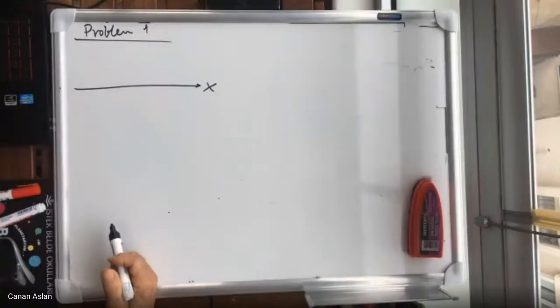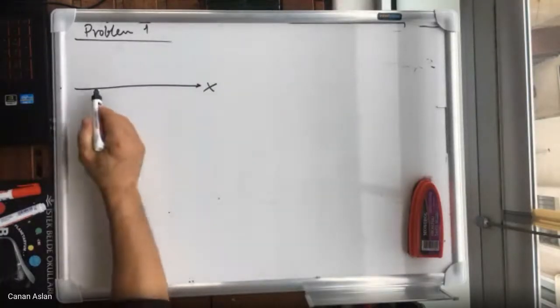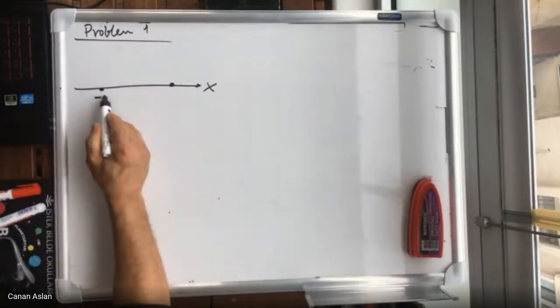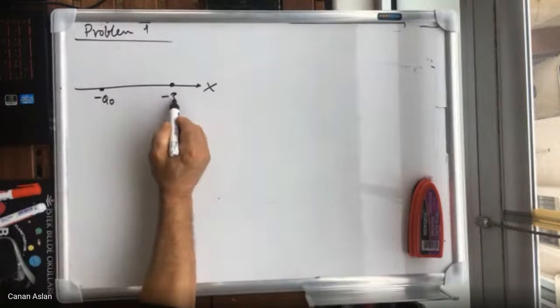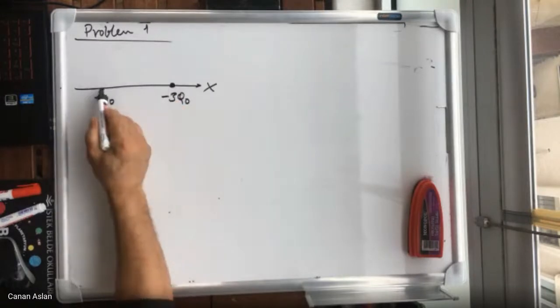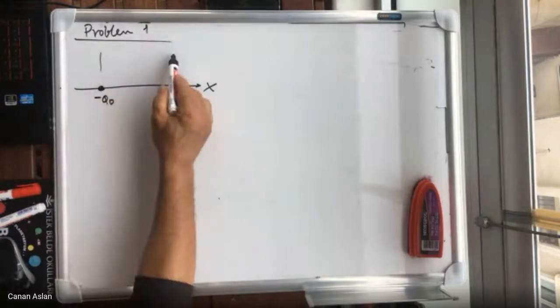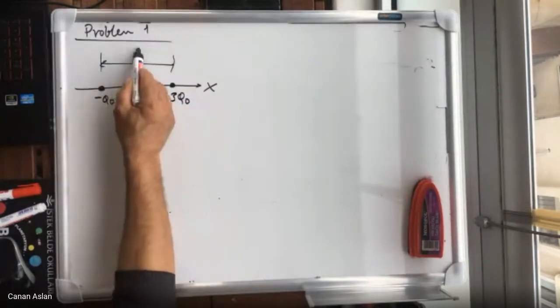Hi everybody. Today we are solving a problem from the first chapter. Here we placed two charges, minus Q0 and then minus 3Q0, two negative charges which have different values, and they are separated by a distance L.